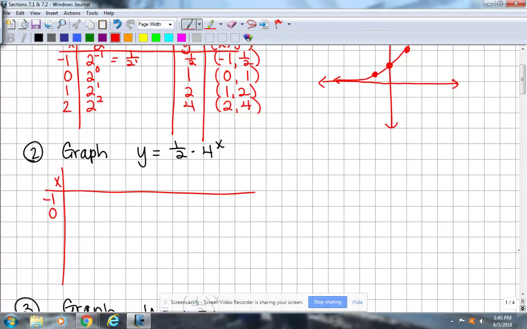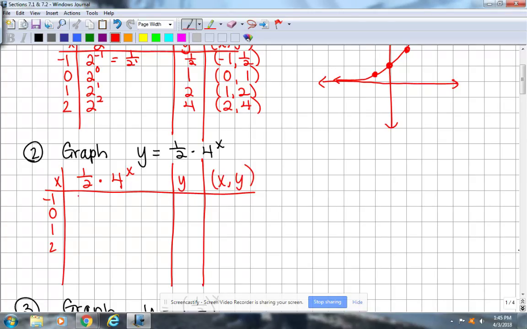Because if we get them too far away from 0, they get really big on us. What comes first, exponents or multiplication? That's right. So we do our exponent over here. Make sure our exponent comes first.